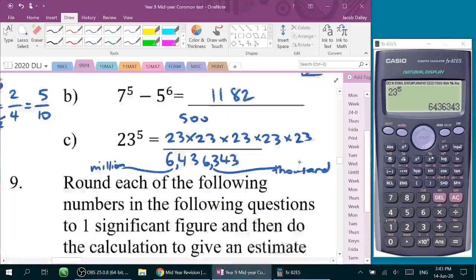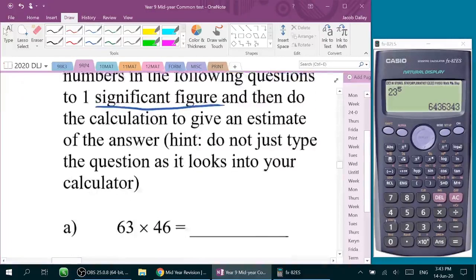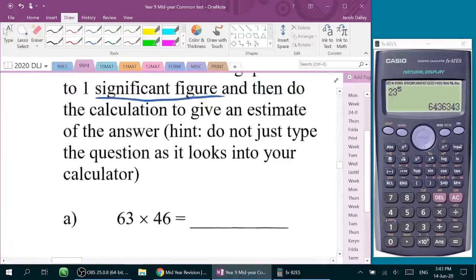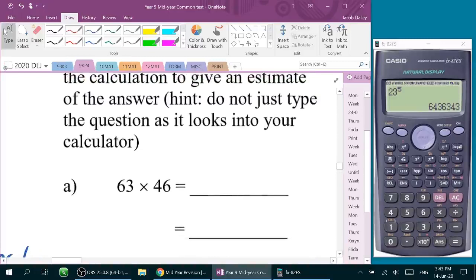Alright, number 9. Round each of the following numbers in the following questions to one significant figure and then do the calculation to give an estimation of the answer. Okay. So you really have to know what one significant figure means. So a significant figure is a different way of rounding other than decimals. But it's generally used for big numbers.